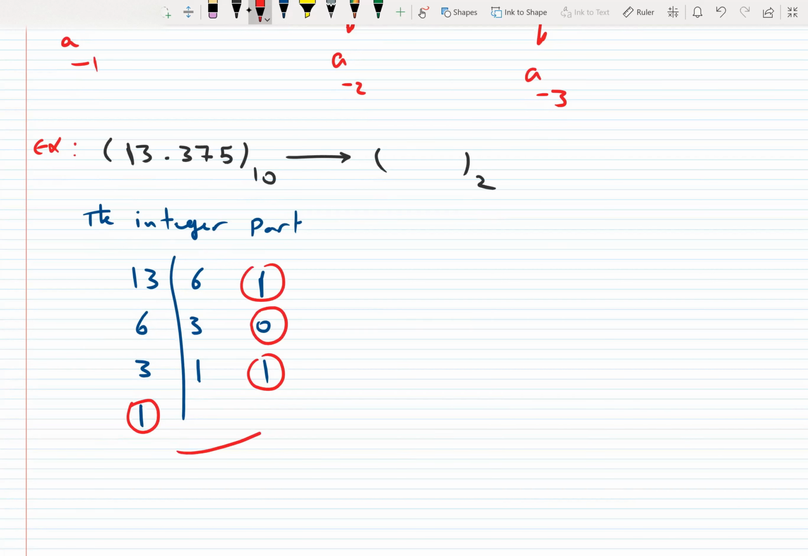So we can say 0.375 in base 10 is equal to 0.011 in base 2. Okay, and for the final answer, we combine these two answers together. So we can say 13.375 in base 10 is equal to the integer part and fraction part, 1101.011 in base 2. And this one is the result.